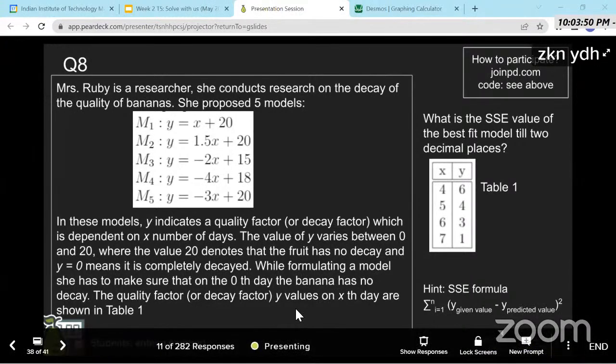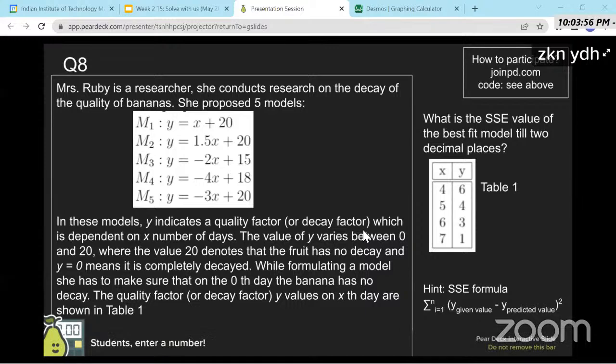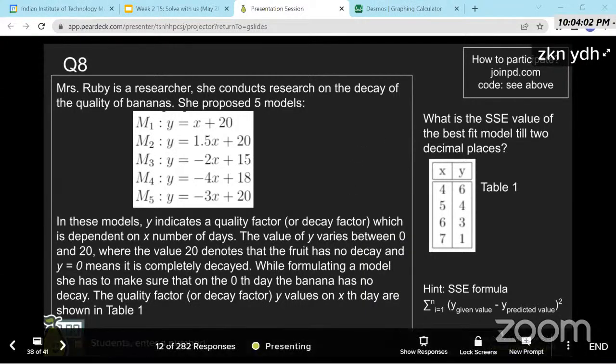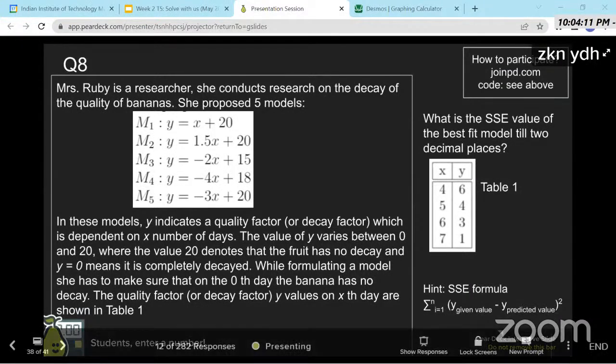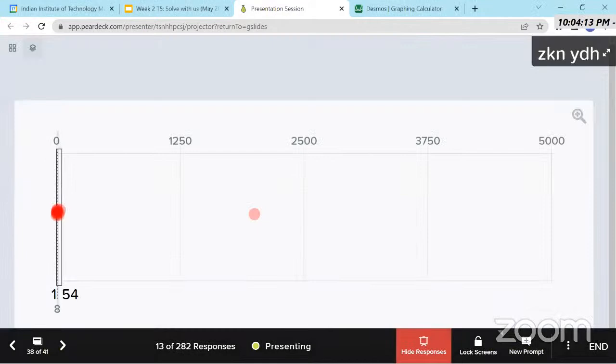Are you really solving, or are you expecting me to give the answers? Are any of you solving, or waiting for me to give the answer, or to discuss this? Sir, I am solving. Okay, just take a minute, and then we can discuss this.